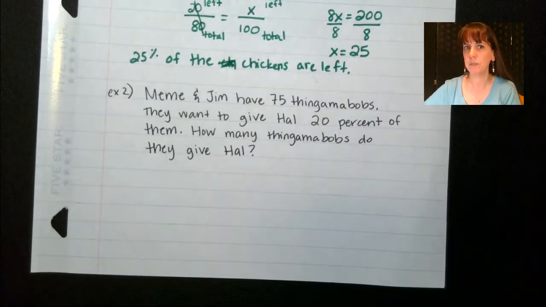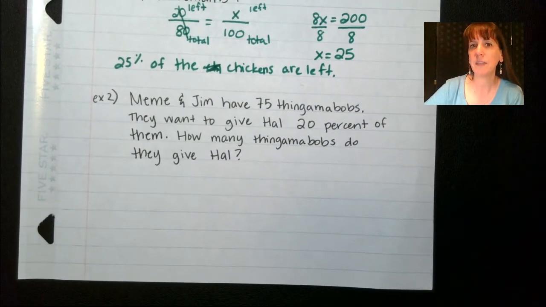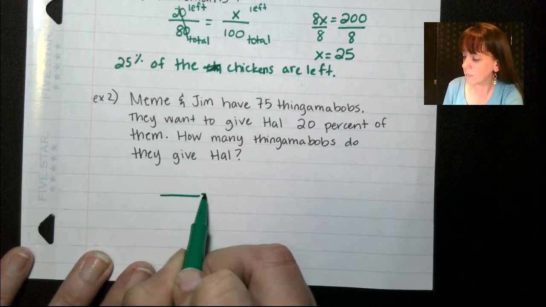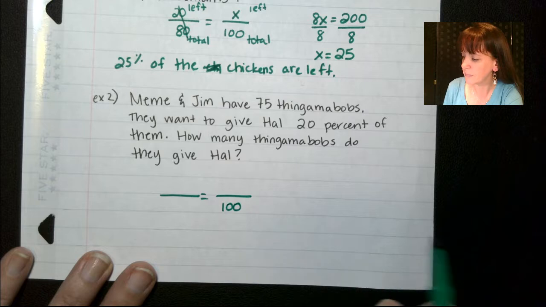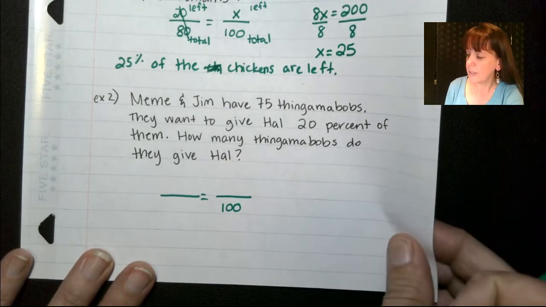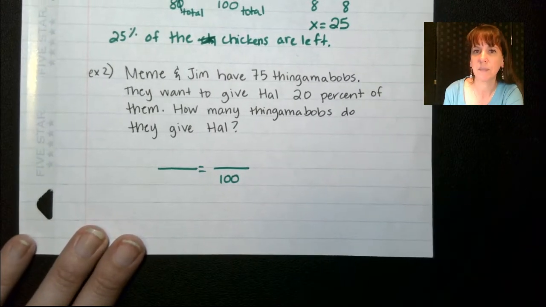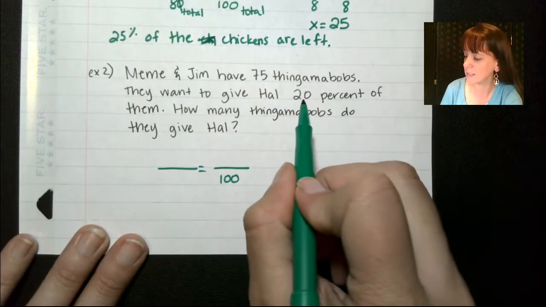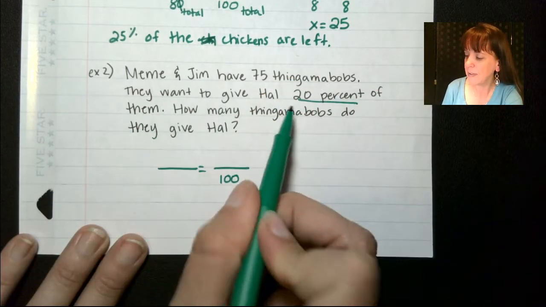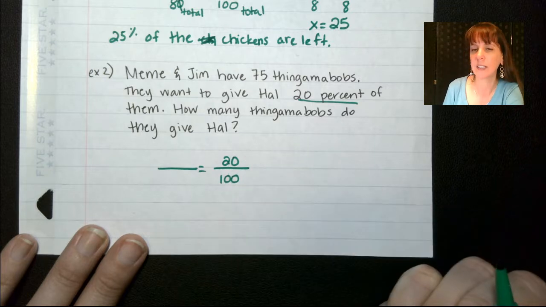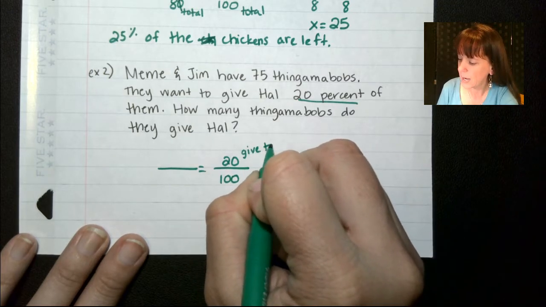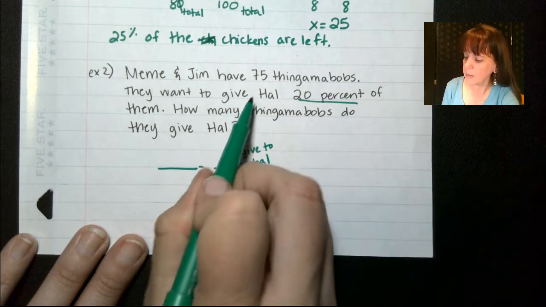Okay, example 2. Mimi and Jim have 75 thingamabobs. They want to give Hal 20% of them. How many thingamabobs do they give Hal? So let's do our setup. Fraction equals fraction over 100. Now, I always think the percent part is the easiest because you can look and see, like 20%. So they're going to give Hal 20% of them. So that goes above 100, because we know our percent goes above 100. That's give to Hal.